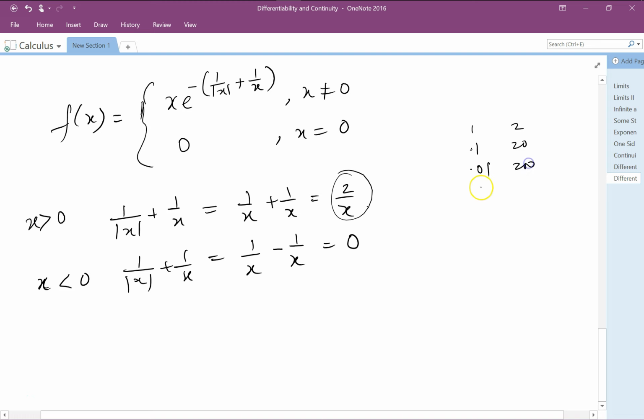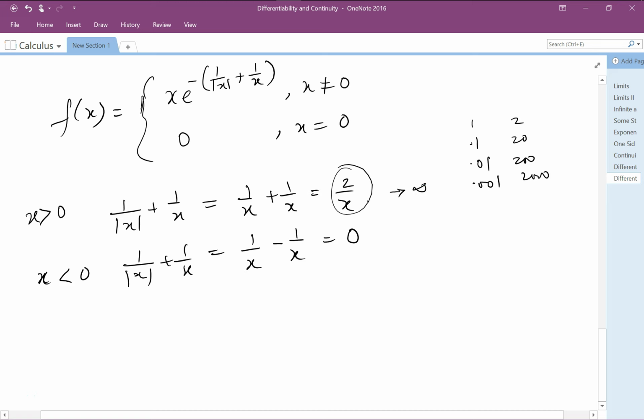0.01, 200. 0.001, 2000. Yes. So you can imagine, as it gets closer and closer to 0, this will actually tend to infinity. So remember this. When this is equal to 0, f of x will be equal to 0.